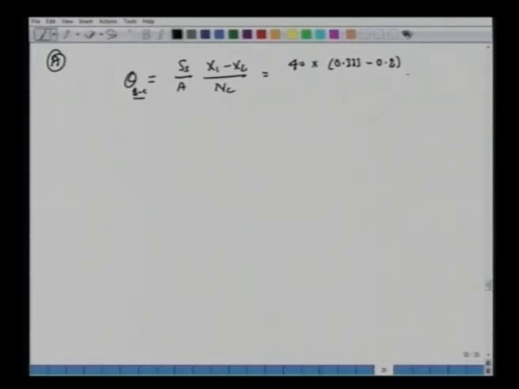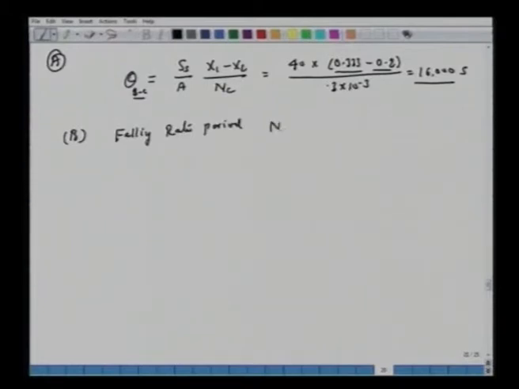Alright, so 0.33 minus 0.2 divided by Nc. We have rate 0.3 times 10 to the power minus 3. You have 16,000 seconds. So it takes 16,000 seconds for the moisture to dry from 0.33 initial content to theta c, or Xc, where now you start seeing a decrease in the rate. So now you hit the falling rate period.